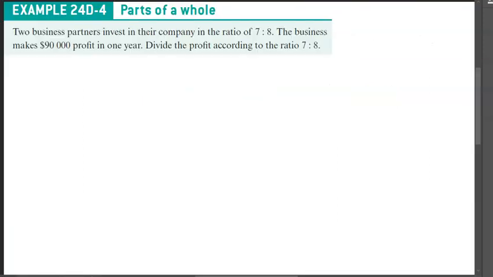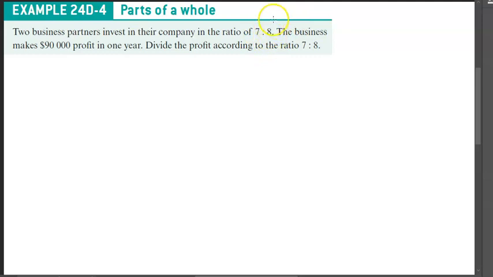All right, last example here before you tackle the set questions. We've got 2 business partners invest in the company in the ratio of 7 to 8. The business makes $90,000 profit in 1 year. We're going to divide the profit according to the ratio of 7 to 8. So think of an investment as for every, we'll call them stocks, and that's the terminology. One of the businesses buys 7 stocks and the other business buys 8 stocks. So obviously business 2 has 1 more extra stock.